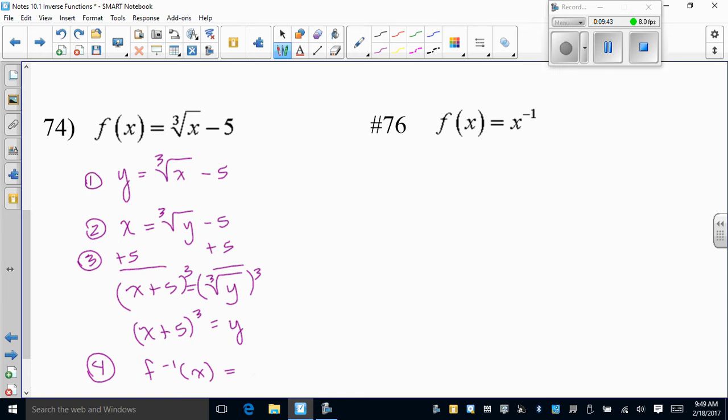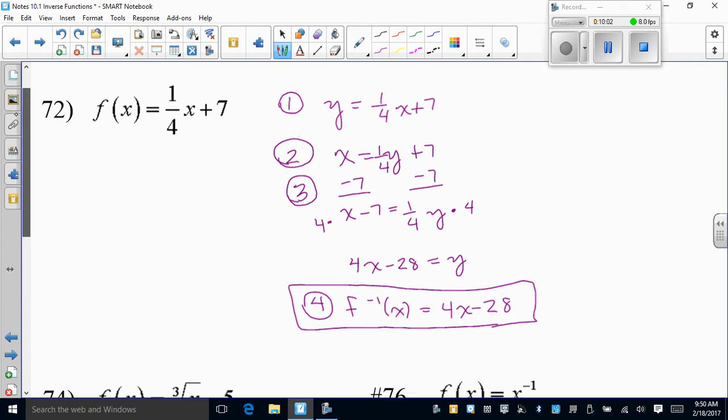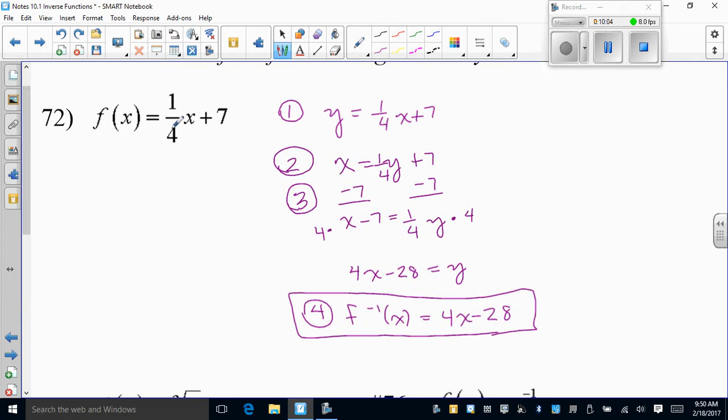Now here's something I'm going to go ahead and point out before I do the next one. Notice here I had a cube root, but in my inverse I have a cube. I have minus 5, but in my inverse I have plus 5. We can do this on the last one. I was dividing by 4, now I'm multiplying by 4. Plus 7, minus 7. And you had the minus 7 here before I multiplied by 4. All of those inverse operations are going to happen as well.